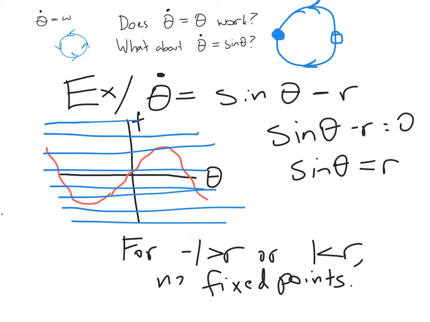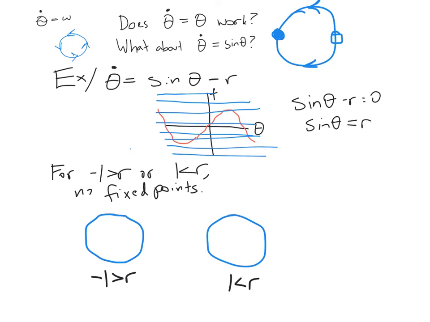What happens to the system in those cases? Okay, in those two cases, let's see, if -1 is greater than r, so r is all the way down here, r is quite negative, and so sine theta minus that negative number is always going to be positive. So sine theta minus r is always positive, it's never 0, and if it's always positive, we put arrows on going this way.